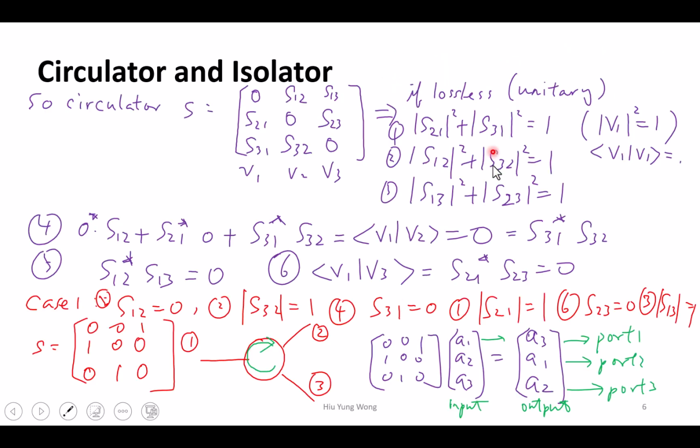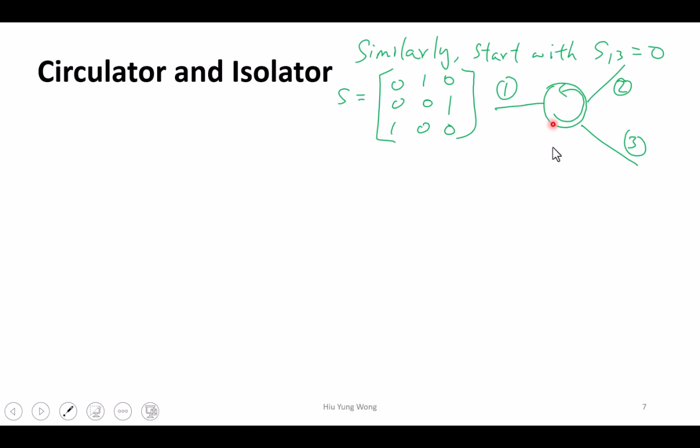Here I say that I have a matrix that is lossless. It's not symmetric, right? And it is matched. All the ports are matched. Then I came up with these 6 equations. And these 6 equations have 2 possible solutions. One is rotating in this direction. Another is rotating in this direction.